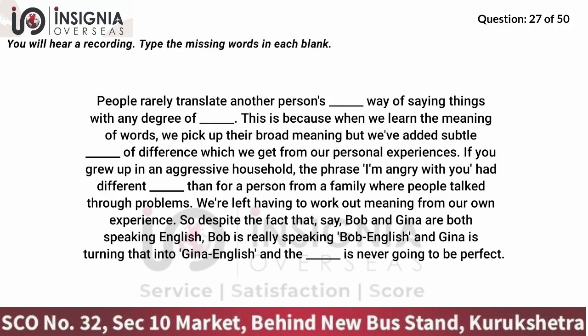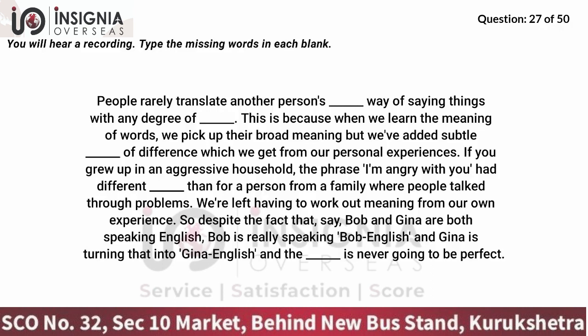People rarely translate another person's unique way of saying things with any degree of accuracy. This is because when we learn the meaning of words, we pick up their broad meanings, but we've added subtle shades of difference, which we get from our own personal experiences. If you grew up in an aggressive household, the phrase, "I'm angry with you," had different associations than for a person from a family where people talked through problems. We're left having to work out meaning from our own experience.